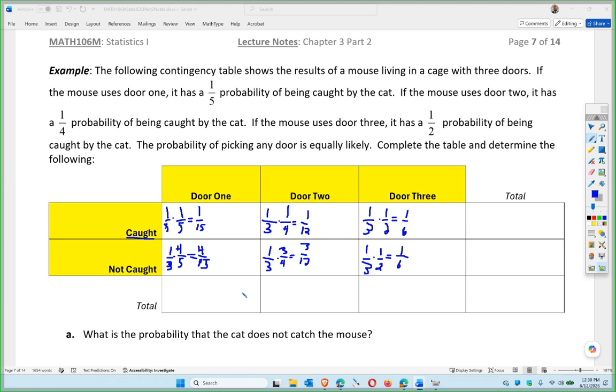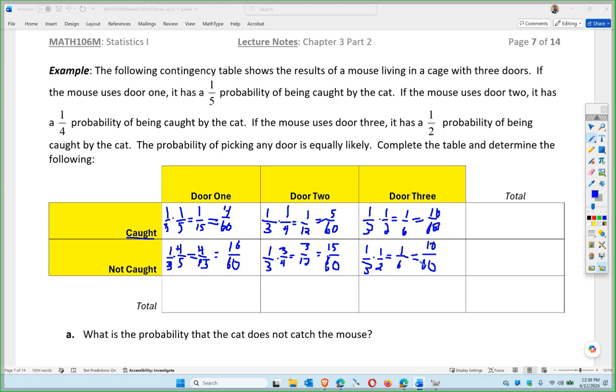So 12, 15, and 6, the common denominator is 60. So if I make common denominators, times 4 times 4 is 16 out of 60, right? Times 5 would be 5 out of 60, times 5 would be 15 out of 60, and times 10 would be 10 out of 60 for both of these, right?